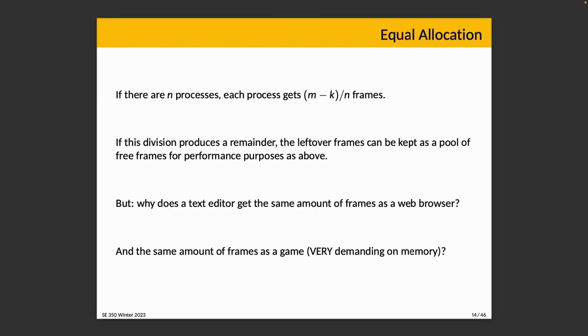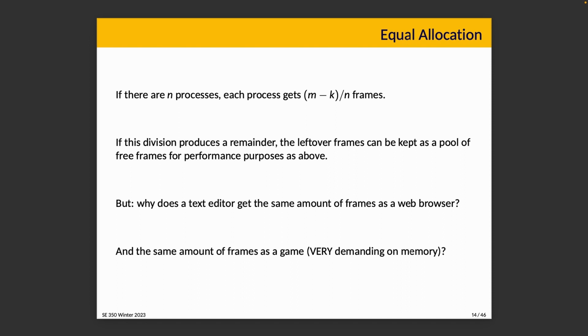So option one is equal allocation. If there are n processes, then each process gets m minus k divided by n frames, and if the division produces a remainder, use those leftover frames as the pool of free frames for performance purposes, as we've discussed. So it sounds very fair. Everybody gets one slice of cake and one bottle of pop. But is it optimal? I don't know.